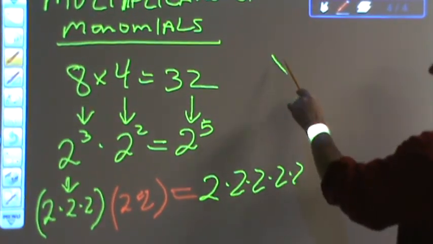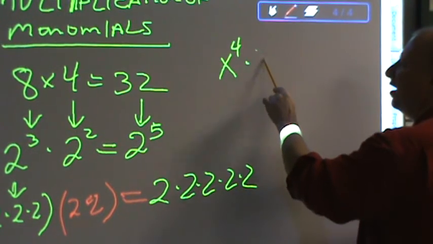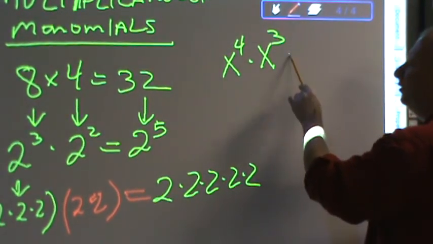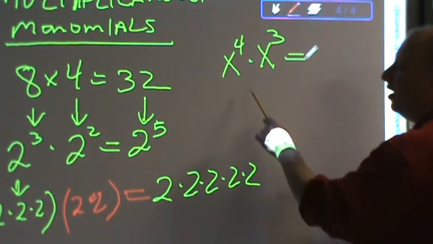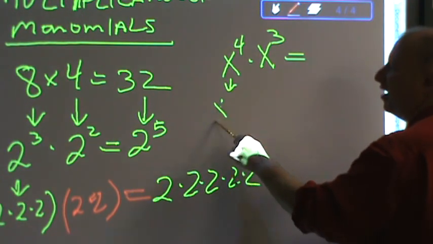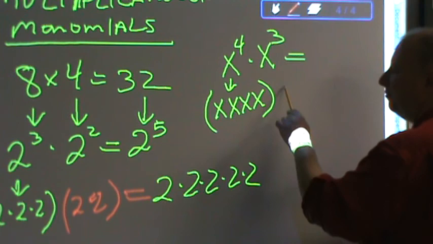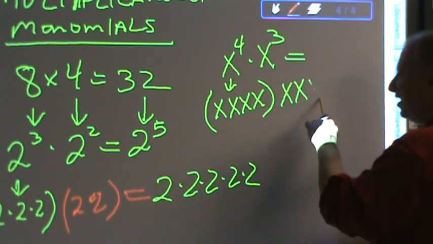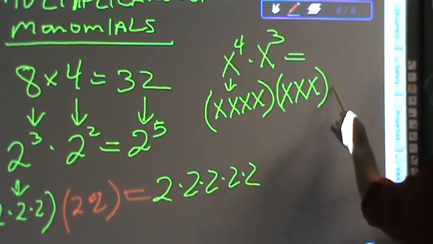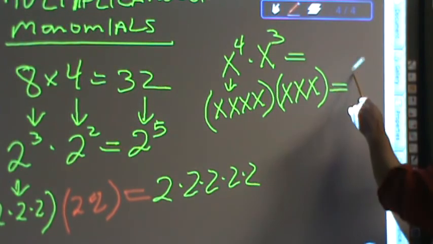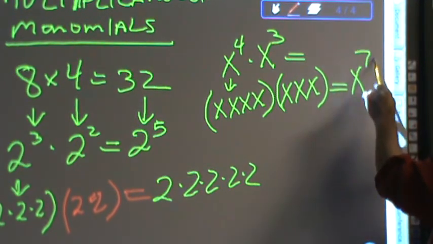What happens if I said x to the 4th power times x to the 3rd power? Well, let's look what we have. Isn't this the same thing as x times x times x times x times x times x times x? What is this really? X to the 7th power.